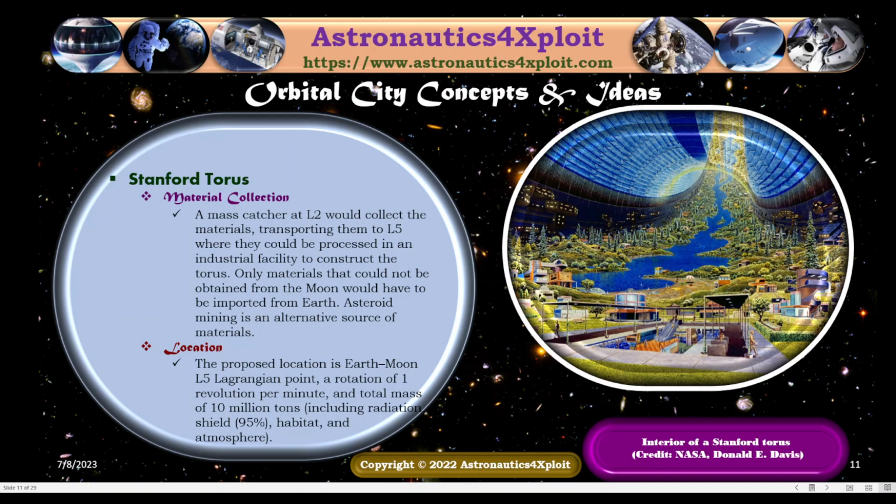A mass catcher at L2 is being designed to collect the materials, transporting them to L5 where they could be processed in an industrial facility to construct the torus. The proposed location of the Stanford Torus is at the Moon's L5 Lagrangian point, with a rotation of 1 revolution per minute. The picture here shows the interior of a Stanford Torus.